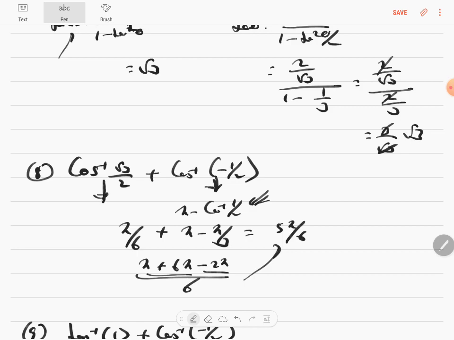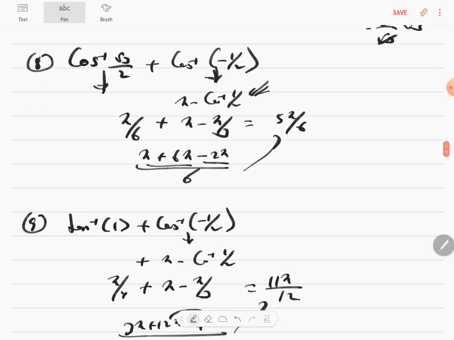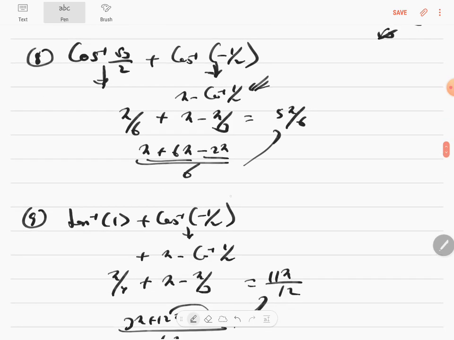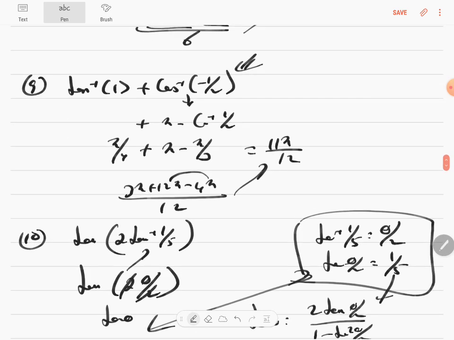This will be cos root 3 by 2, which is pi by 6. Just solve this, you get this answer. Tan inverse of 1 plus cos inverse of minus 1 by 2 is a negative argument. So substitute, you get the answer.